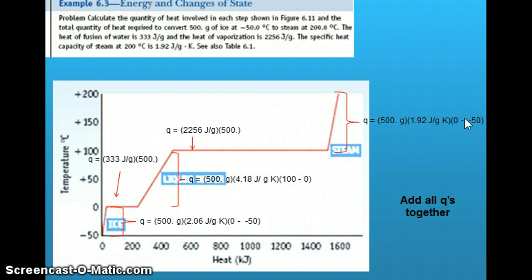So if they ask for the amount of energy to get through the whole process, you calculate the Q for each segment of this graph, and then you add all your Q's together, and that's how much energy it takes to go from negative 50 to 200.